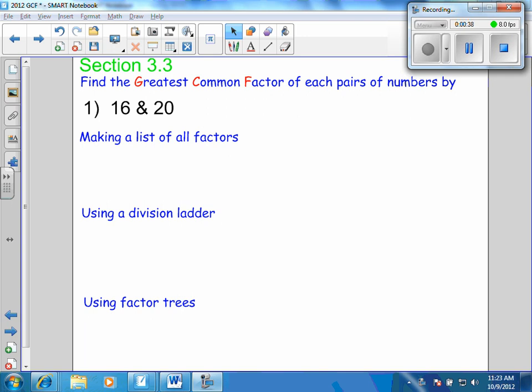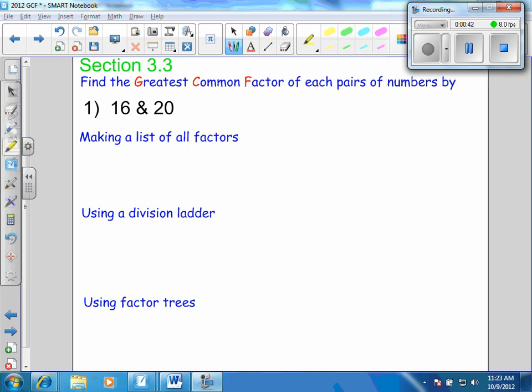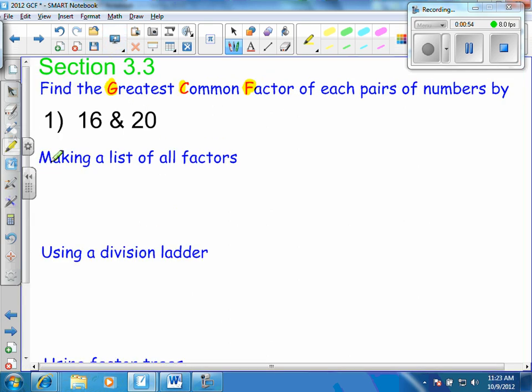Okay, but there's new vocabulary again here. So this is section 3.3, and the goal of section 3.3 is to find something called the greatest common factor. I highlighted those letters because a lot of times you'll hear people say, find the GCF, the greatest common factor. It's quicker. So that's why those letters are in red.